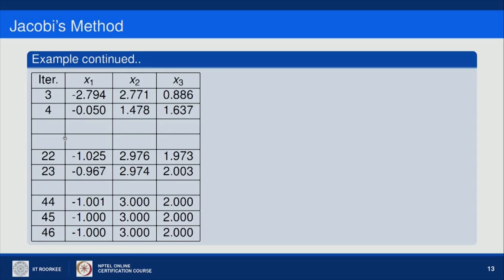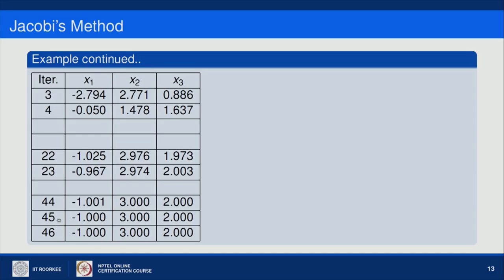Going in the same manner, in the 22nd iteration, it is coming out as x1 equals minus 1.025, x2 is 2.976, and x3 is 1.973, and then in the next iteration the values can be seen like this. After the 43rd equation, that is in the 44th iteration, I am getting the value x1 as minus 1.001, x2 as 3, and x3 as 2.